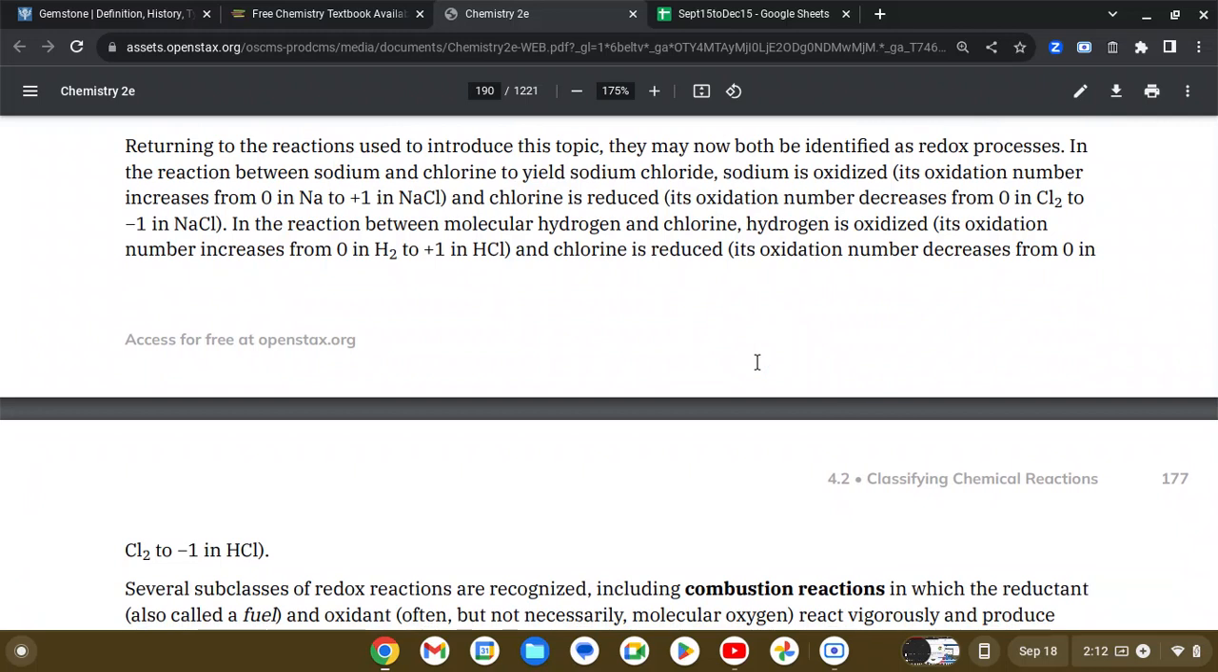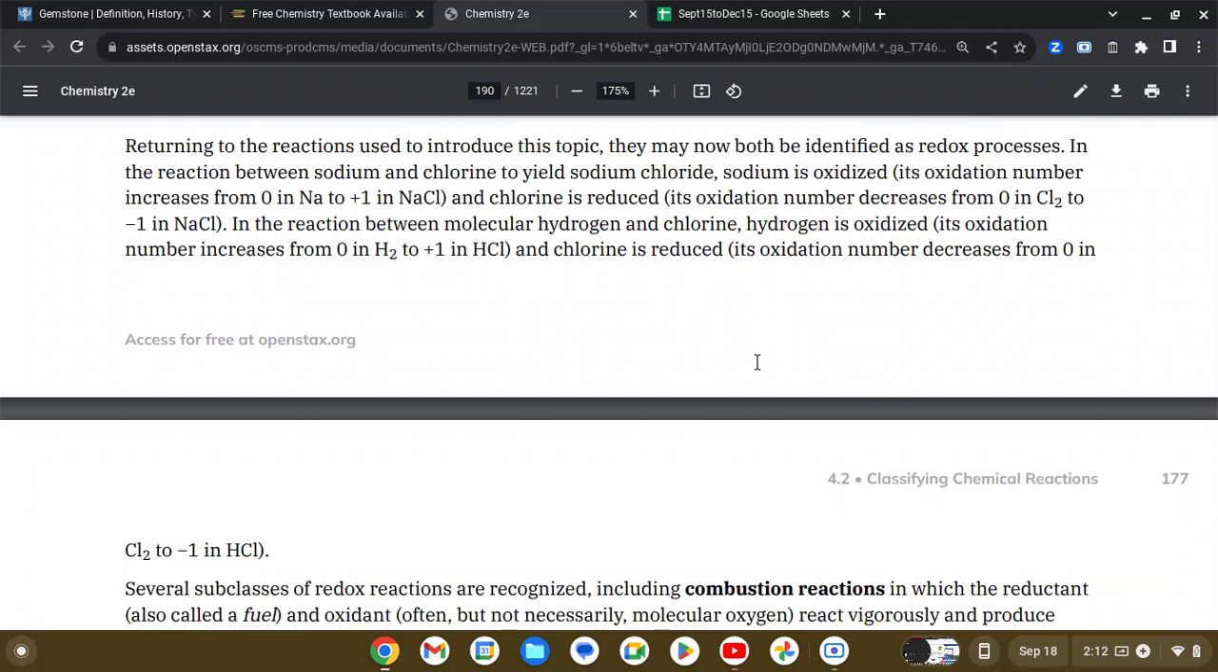Returning to the reactions used to introduce this topic, they may now both be identified as redox processes. In the reaction between sodium and chlorine to yield sodium chloride, sodium is oxidized. Its oxidation number increases from 0 in the sodium to +1 in sodium chloride. The chlorine is reduced. Its oxidation number decreases from 0 in chlorine to -1 in sodium chloride.